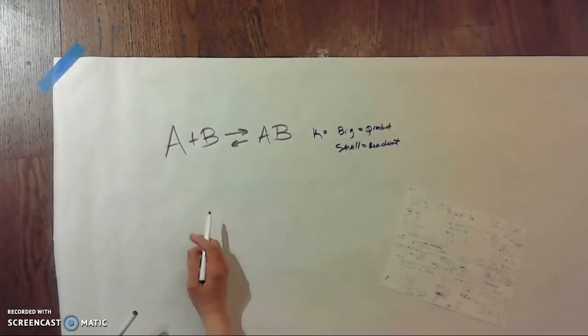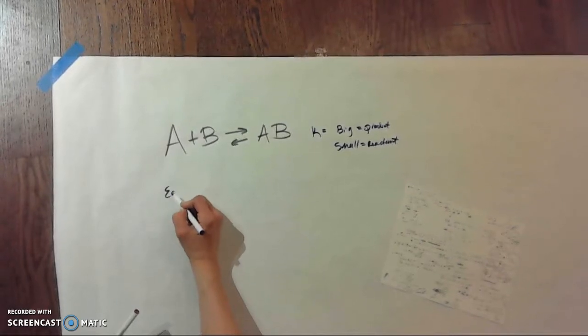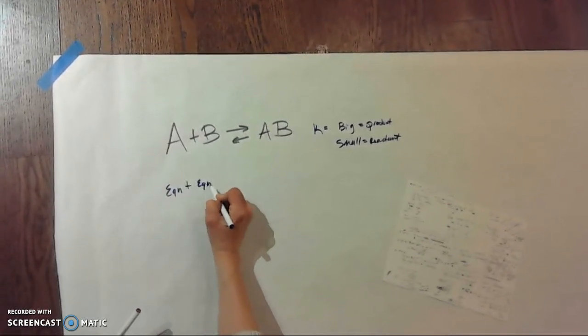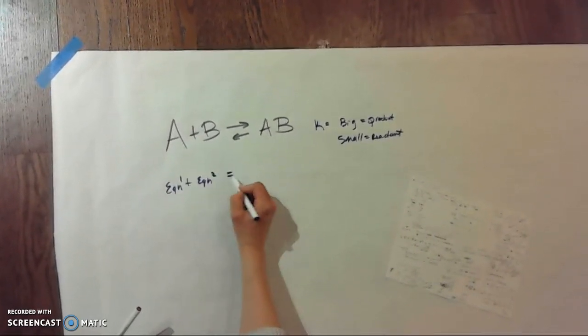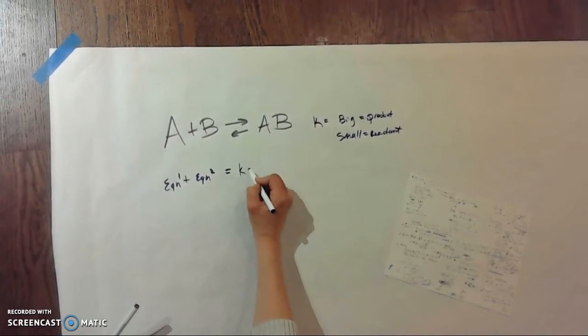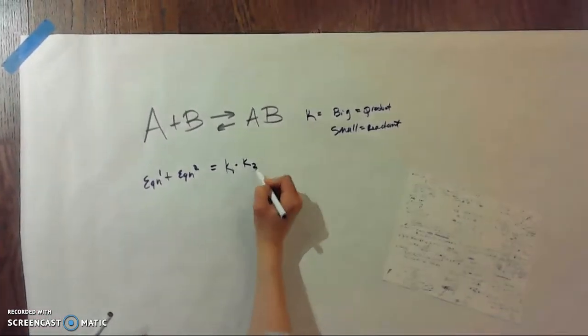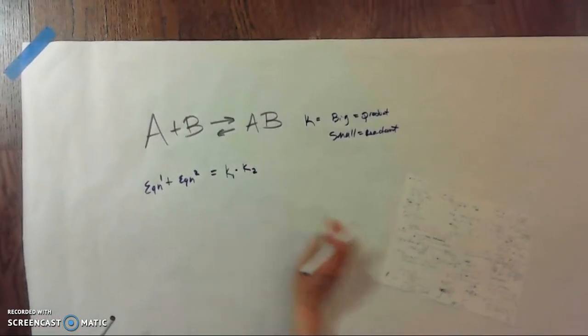We also learned that we can do things with K, like add them up. Like if we have an equation, we want to add another equation to it. So equation 1 plus equation 2. Well, if you're going to add the two equations, then really what you're going to do is multiply their K's, K1 and K2 of both equations.